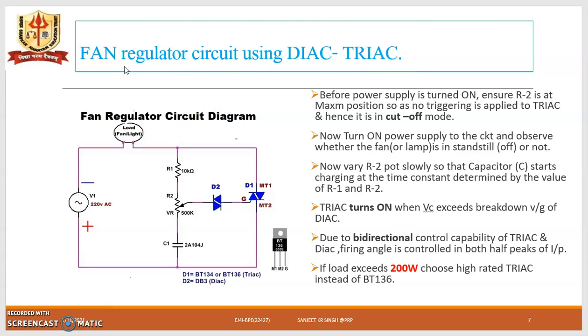A similar circuit could be a fan regulator circuit using diac and triac, where the lamp is replaced with either a fan or a motor. Here we can see there is a fixed resistor of 10 kilo ohm, that is to ensure that R2 is not short circuited. Whenever we start, make sure this R2 is in its maximum position and no triggering pulse is applied to the triac, hence it is in the cutoff mode.